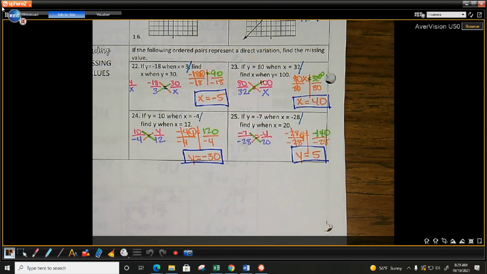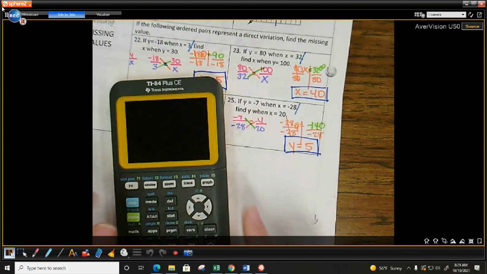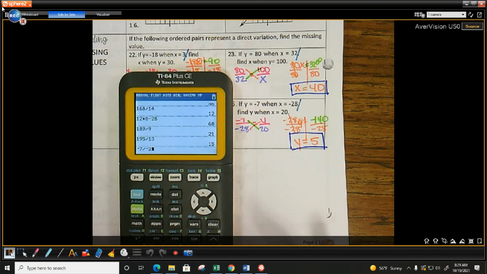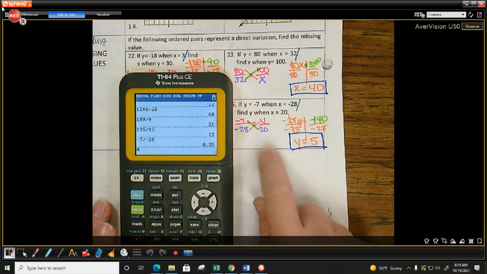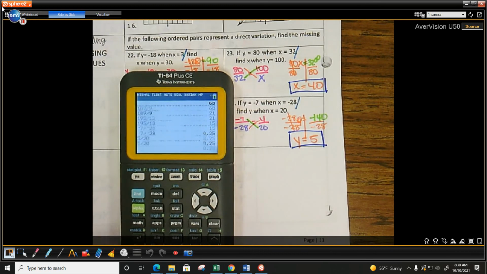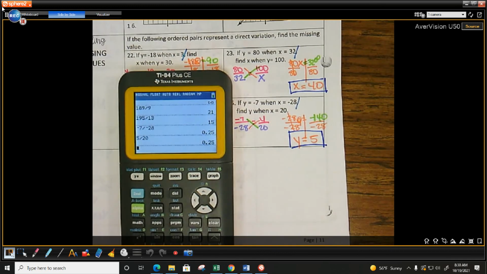Questions? Guys, you can also check yourself once you get your value. Okay? Go to your calculator and do negative 7 divided by negative 28. And that should be the same as y over 20, which we just found y to be 5, so 5 over 20. Do they give you the same values? Yes, because you should have the same constant of variation, the same k value. Good? Okay, so we are done for today.